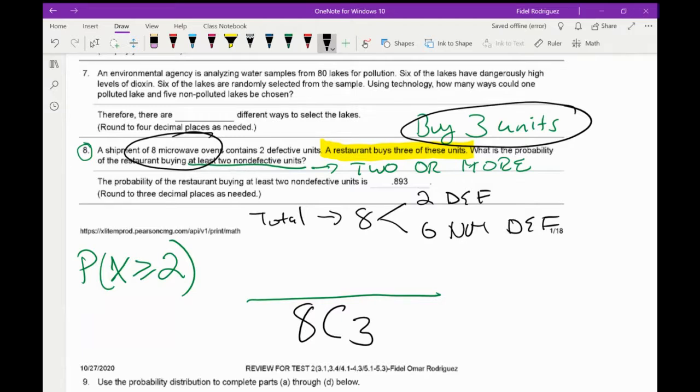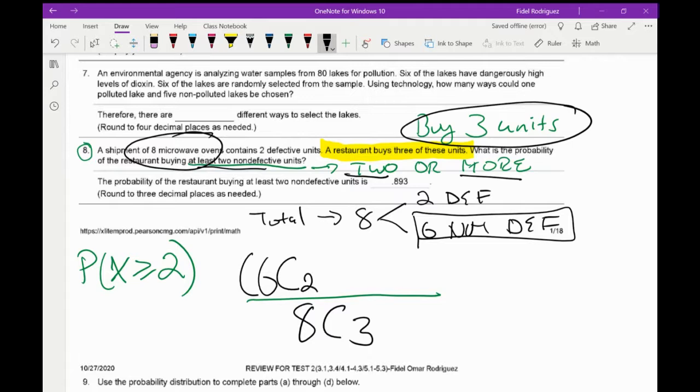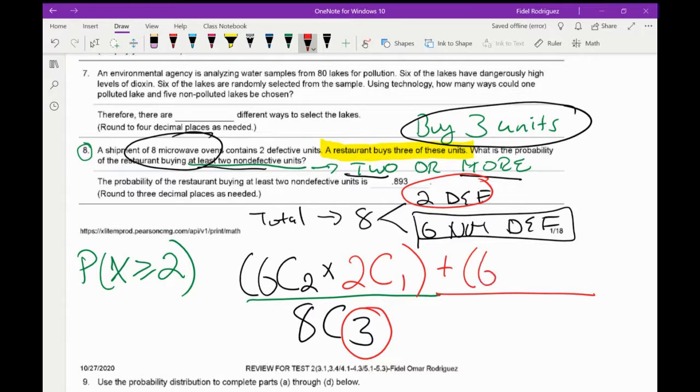Now, the top part of my fraction, we want to buy at least 2 non-defective units. So we're either going to buy 2 or more of them. Let's see if we were to buy 2. Remember, 6 of them are not defective. So out of those 6, we're going to choose 2. But then out of the 2 defective, we have to choose 1 because we were going to buy 3. Plus, it's now possible we buy all 3 from the 6 non-defective group, which would mean from the defective group, which are 2 of them, we're going to choose 0.